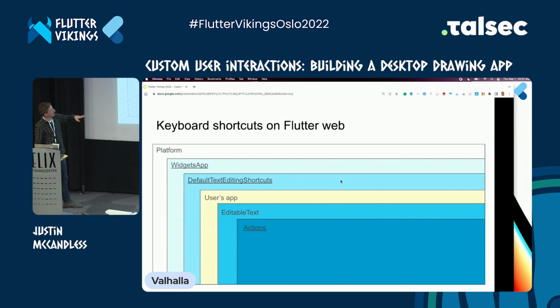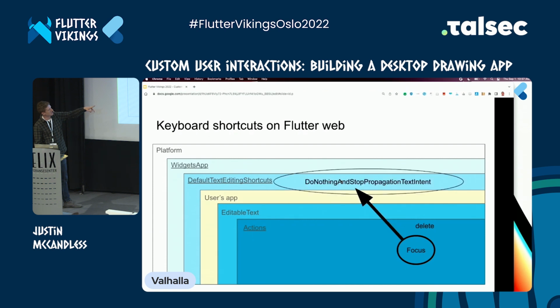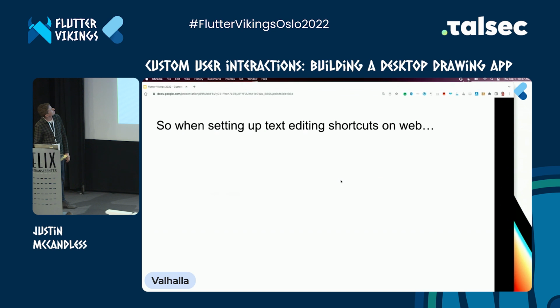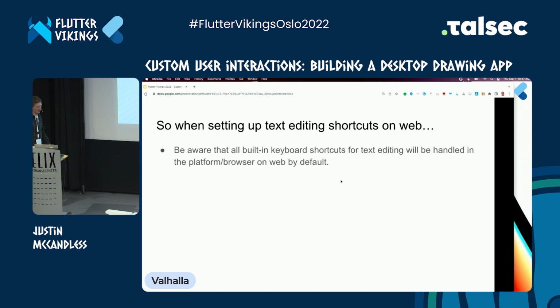And so on web, what happens when I go through this process again of doing a keyboard shortcut, we focus it, we press the backspace key, but in default text editing shortcuts, we get do nothing and stop propagation intent. And that immediately says, okay, stop all this, just give it to the platform, which in this case is the browser. And that input tag receives the delete key and does its thing. Or in the case of our demo, it was Command A to select all. So this is an important caveat to be aware of.